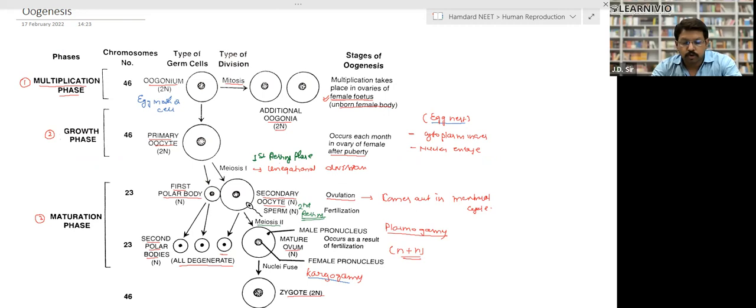Right? So this was all about the oogenesis. Go through with your NCERT and let me know, Aisha, if you have any problem or any doubt in this topic.